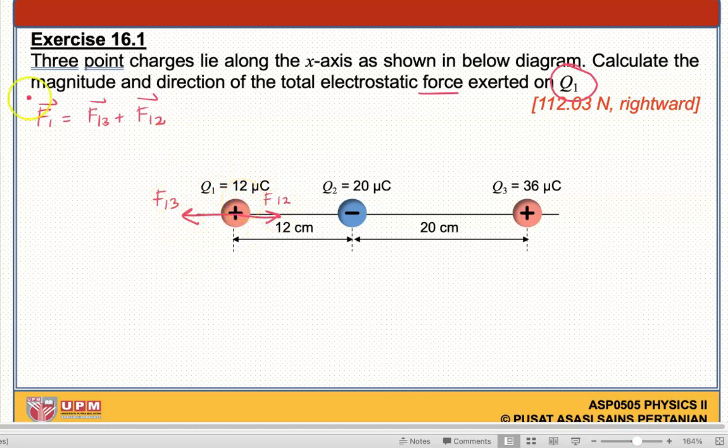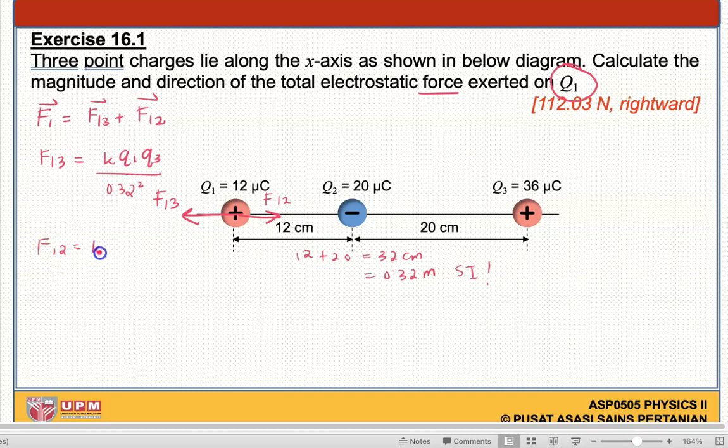Now the next step is to find out the magnitude. So F13 is equal to kQ1Q3 over the distance between charge 1 and charge 3, which is 12 plus 20. You have to calculate from Q1 to Q3, so it is 32 centimeter, which is 0.32 meter. You have to convert this to SI units. So that is 0.32 squared.